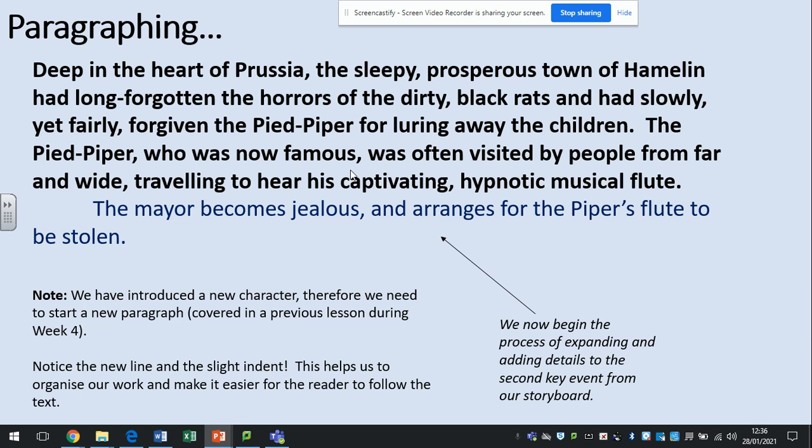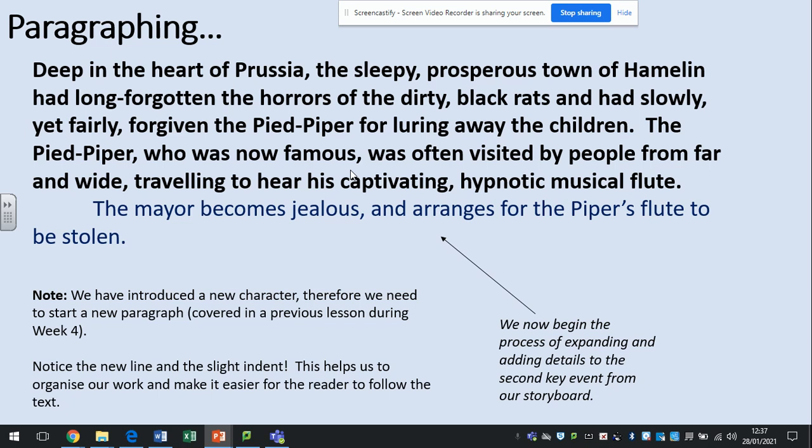So notice here that after I finished with his captivating hypnotic musical flute, I then started a new paragraph because I'm introducing the mayor. Because I've introduced a new character into my story, I have to start a new paragraph, new line and indent. So it reads, deep in the heart of Prussia, the sleepy, prosperous town of Hamelin had long forgotten the horrors of the dirty black rats and had slowly yet fairly forgiven the Pied Piper for luring away the children. The Pied Piper, who is now famous, was often visited by people from far and wide, travelling to hear his captivating hypnotic musical flute.